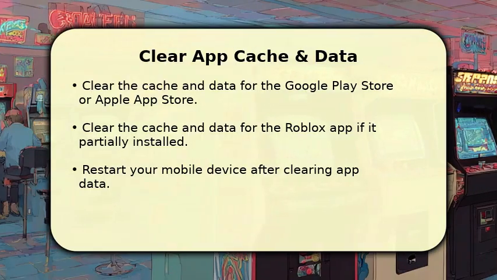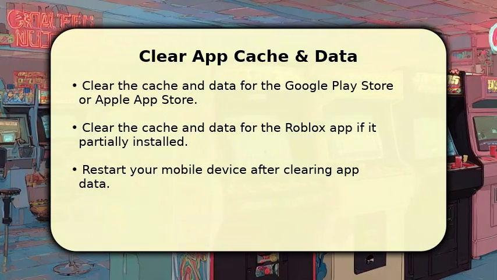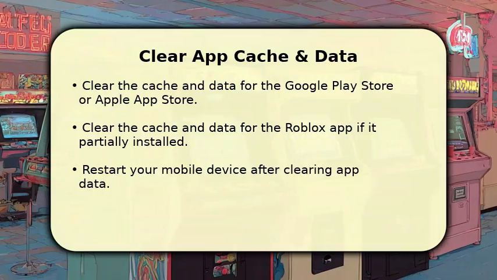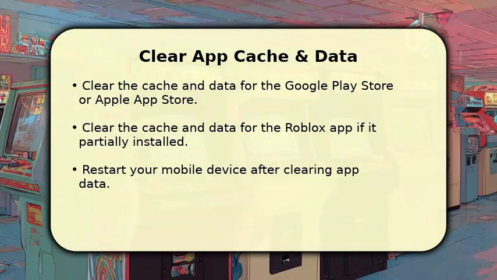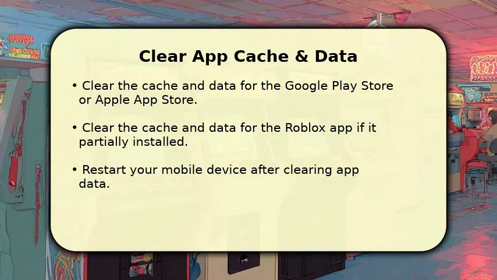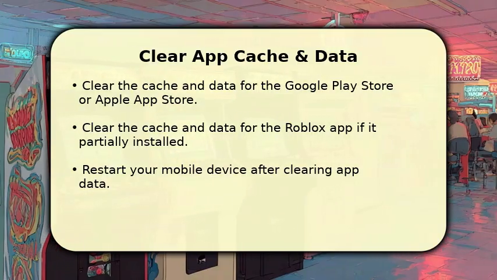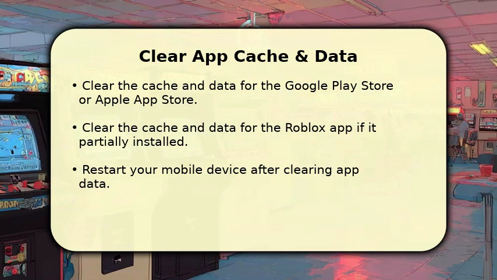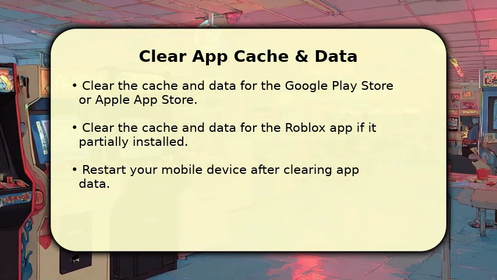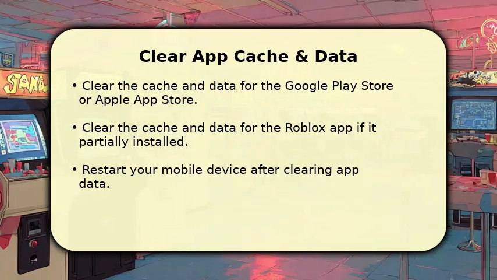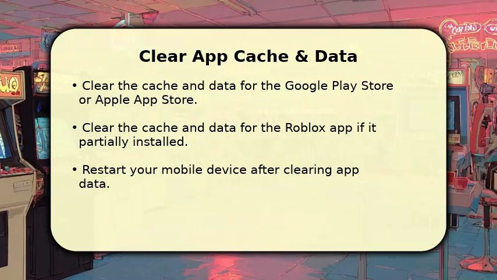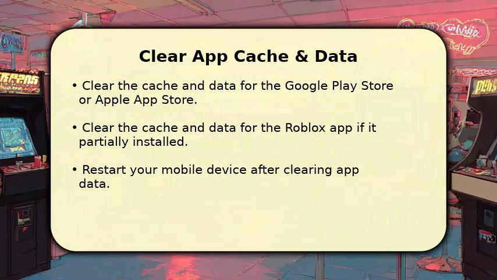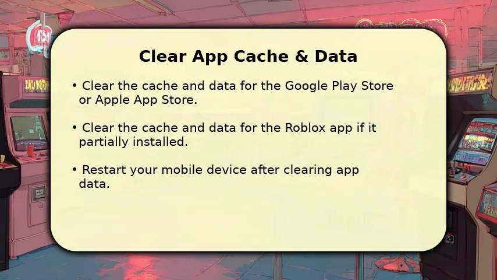Now we'll tackle app data. Go into your device's settings, find the Google Play Store or Apple App Store, and clear its cache and data. This can resolve issues with the store itself. If Roblox partially downloaded, do the same for the Roblox app. Clearing this data often fixes corrupted download files. After performing these steps, it's crucial to restart your mobile device completely to apply all changes effectively before attempting the installation again.